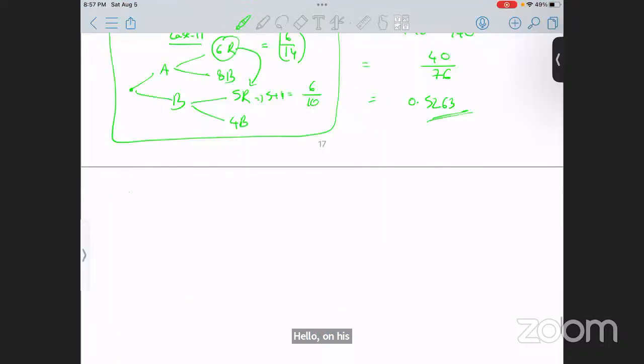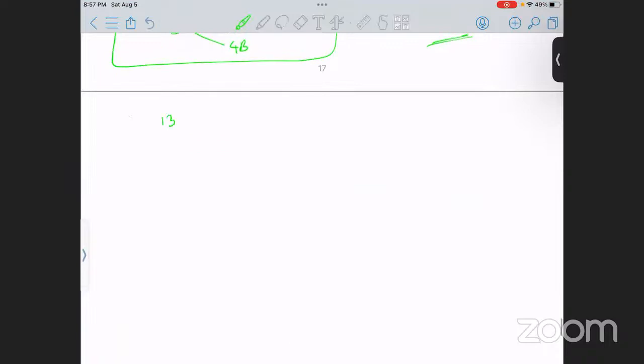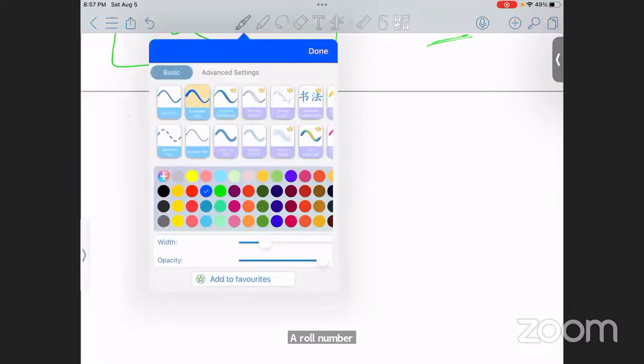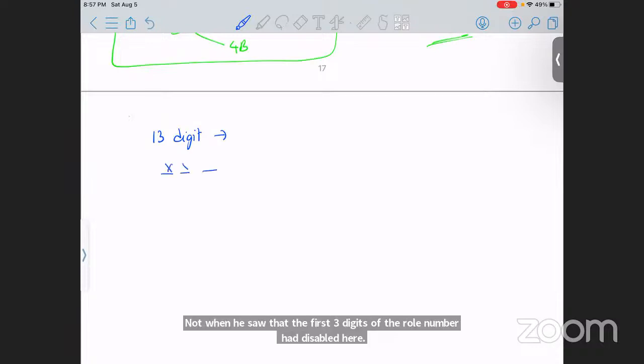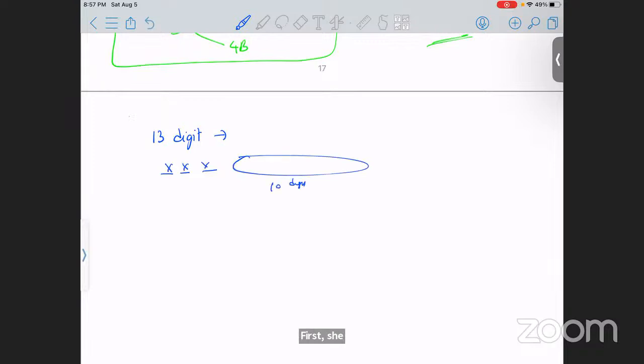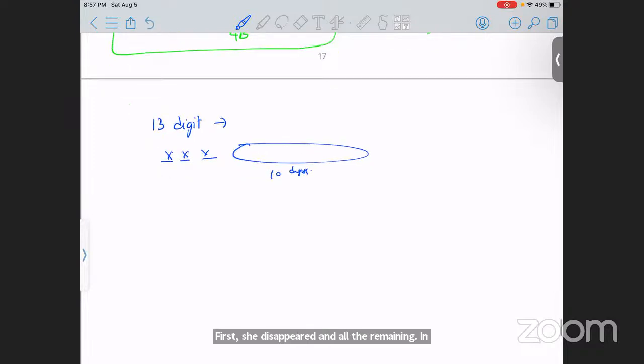Look, Adam wrote down a 13-digit roll number on a paper on his way home from the office. It rained heavily and the paper got wet. Later, he saw that the first 3 digits of the roll number had disappeared, and all the remaining 10 digits are there. In how many ways can Adam complete the university roll number if repetition is allowed?